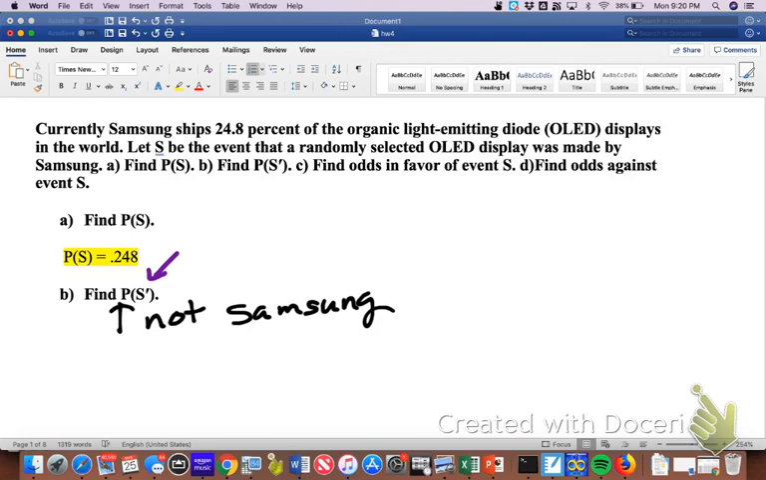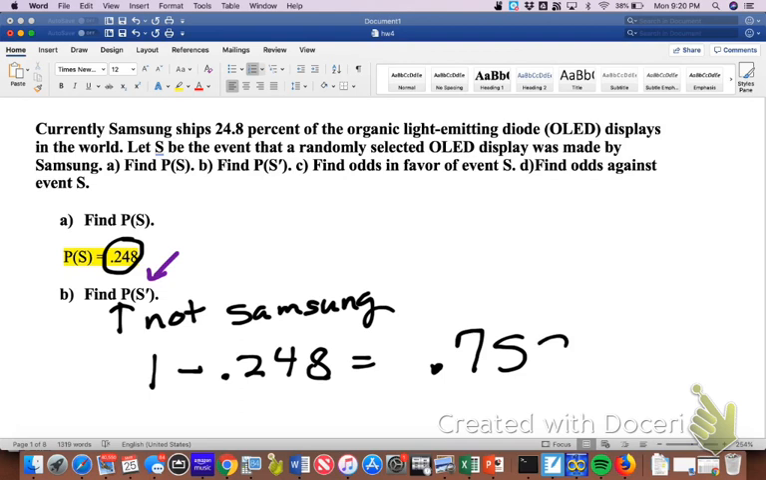So the probability of something being certain is always the whole number 1. So if we know that the probability of it being a Samsung is 0.248, we simply take a certain probability of 1 and we subtract 0.248. So if we do that, the probability of it not being a Samsung is going to be 0.752, if my calculations are correct.